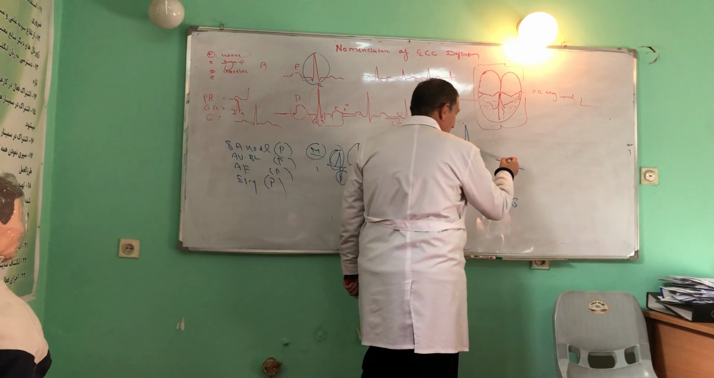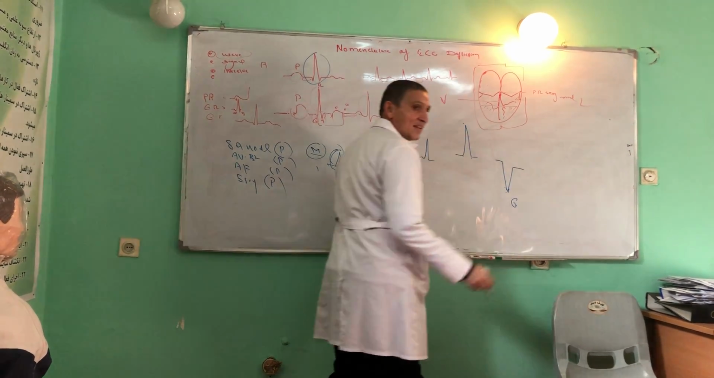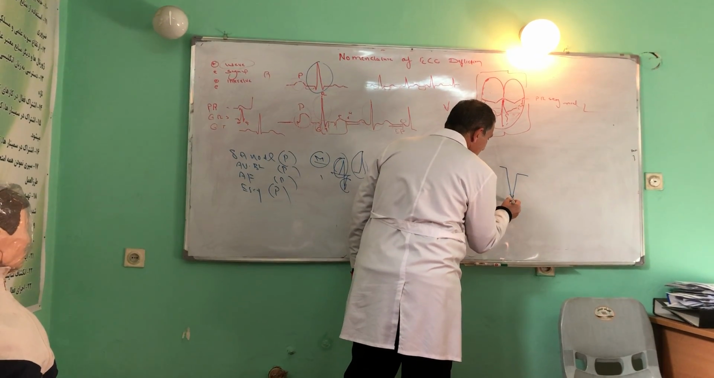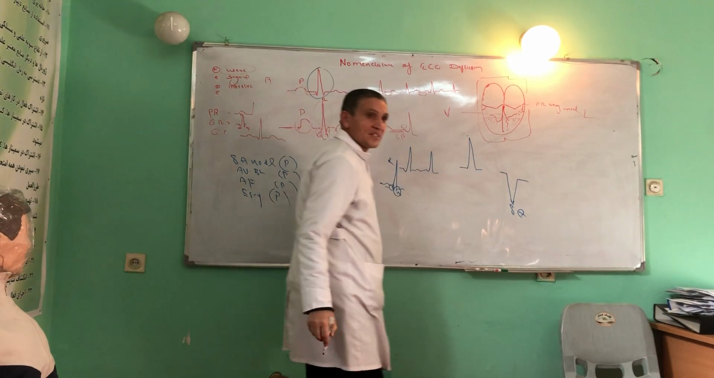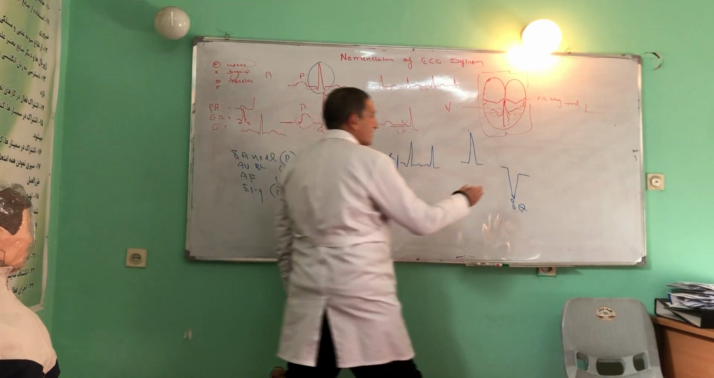But in this wave, we still don't have the R wave, which should be followed by the negative S wave. So we also call this wave the SQ wave. This is the SQ wave. Let me discuss this.